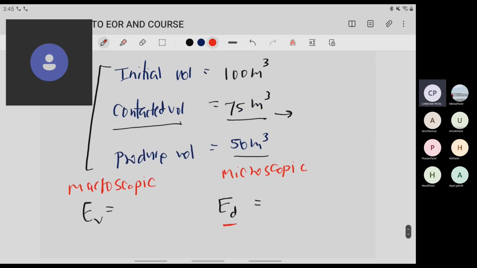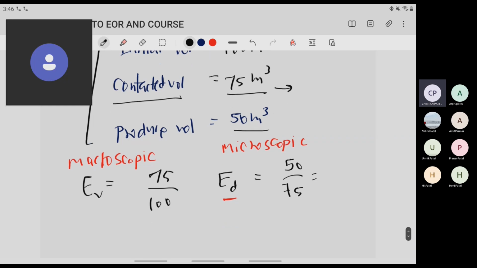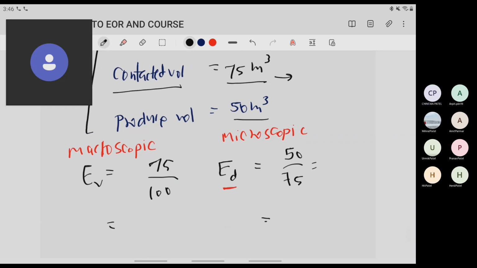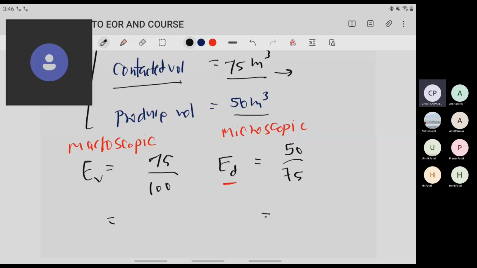So tell me the value for ED and EV. ED जो है वो होगा 50/100. ED कितना होगा? 50/75 होगा ना. Yes, 50/75 होगा, not 100. Okay, और EV, अब तो पता चल जाएगा, 75 divided by 100. So have you got an idea what I want to say in this case? Yes, sir.